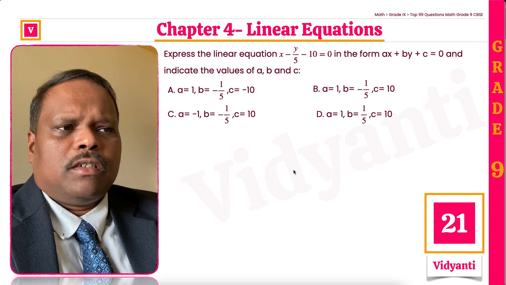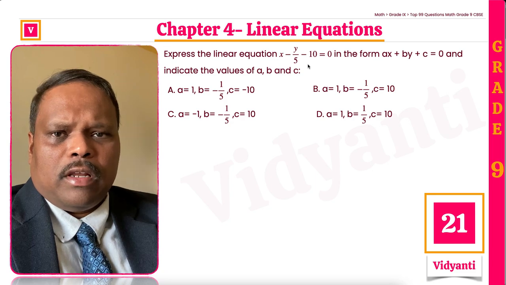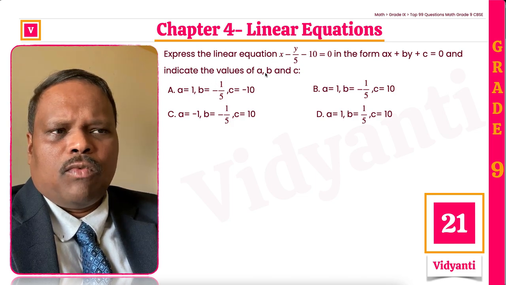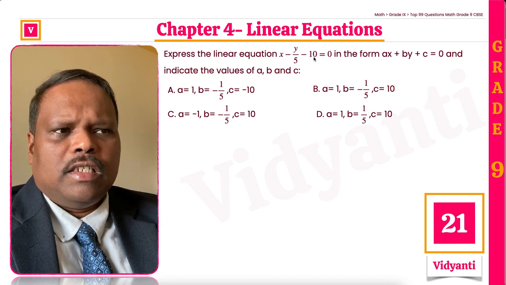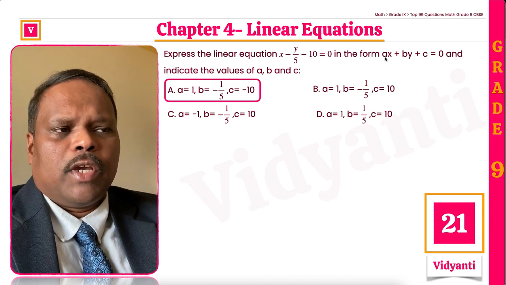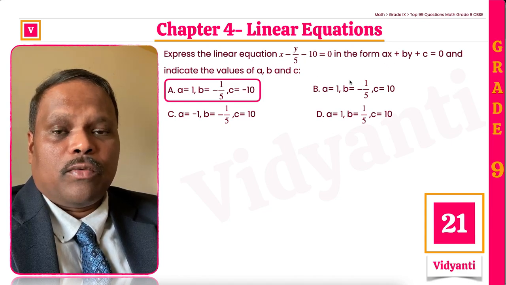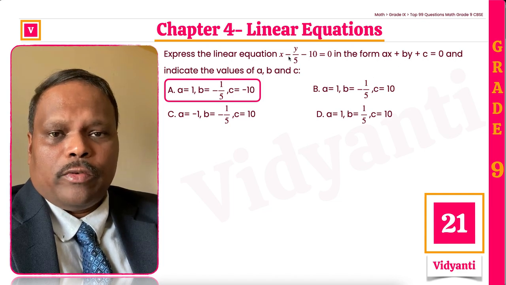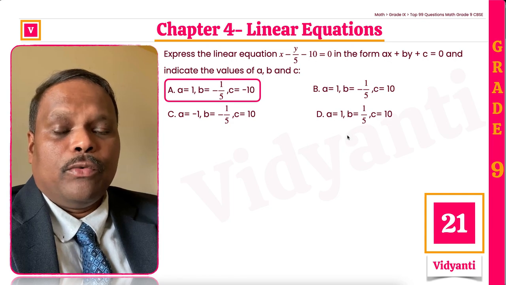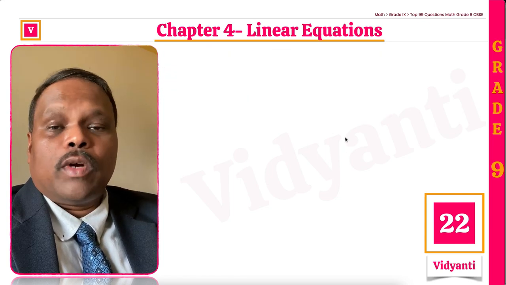Express the linear equation in the form ax + by + c = 0. Now you can cross multiply and eliminate that fraction, but by looking at the options, they don't care about that. So here the coefficient of x is a, that's 1. b is the coefficient of y, that's -1/5, and c is -10. So I believe the first option itself is the answer. All you have to do is compare the x coefficient with the x coefficient, that gives the value of a. Compare the y coefficient with the y coefficient, that gives you the value of b, and compare the constant with the constant, that should give you the value of c. Let's go to question 22.